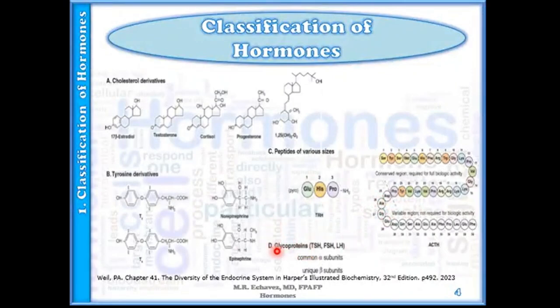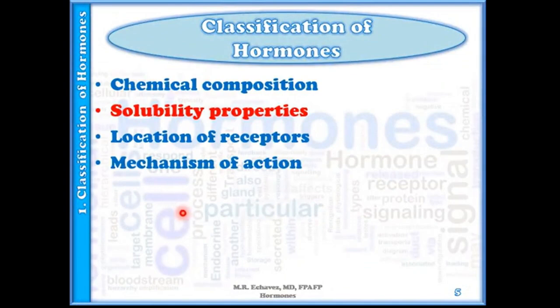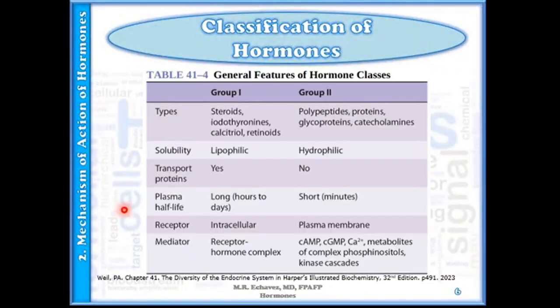Now, for your glycoproteins, your TSH, FSH, LH, or HCG, they usually have carbohydrates that are included in the chain. So we're done with chemical composition. We've introduced the solubility aspect. So let's proceed to solubility properties.